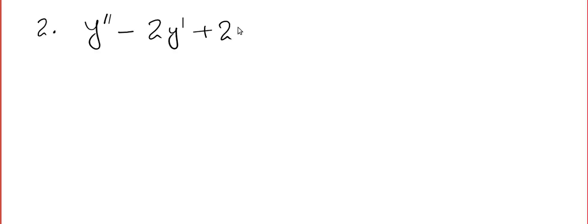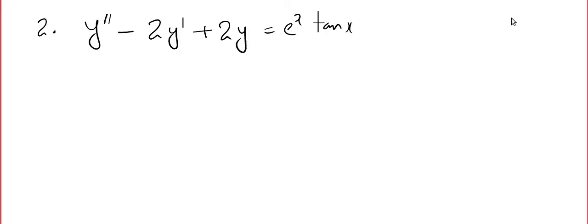So I think you understood the method. Now let's do something a little bit tougher than this. So this is the second question. So please write, solve the differential equation y double dash minus 2y dash plus 2y is equal to e power x into tan x.